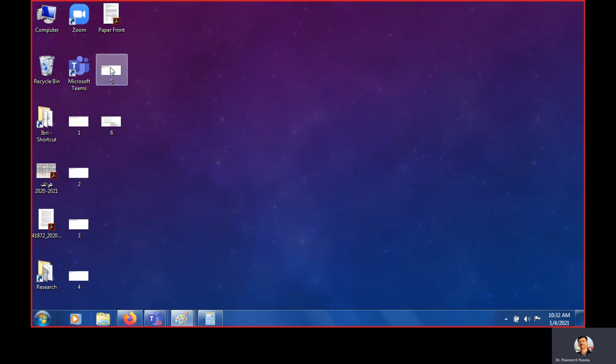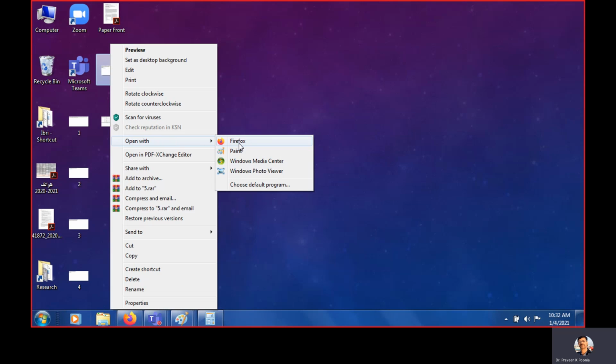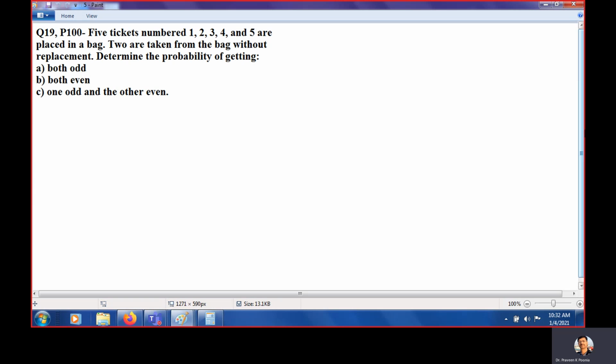Now we'll move to question number 5. I have selected total 6 questions. So this is question number 5. Okay. What is this? 5 tickets. What is the sample space? 1, 2, 3, 4, 5, because the numbers on the tickets are 5. Tickets are numbered and placed in a bag. 2 are taken from the bag. And remember, without replacement. Without replacement. Clear?